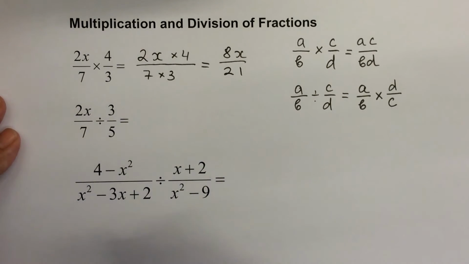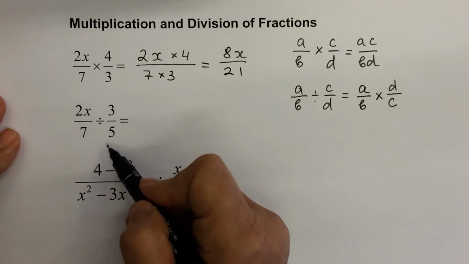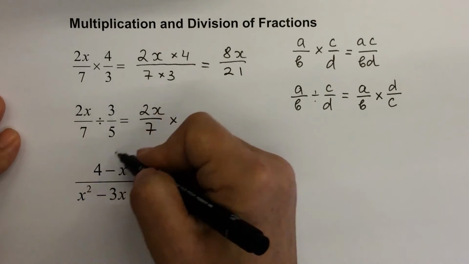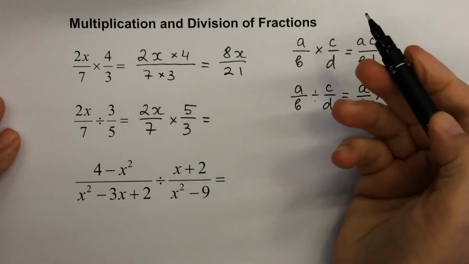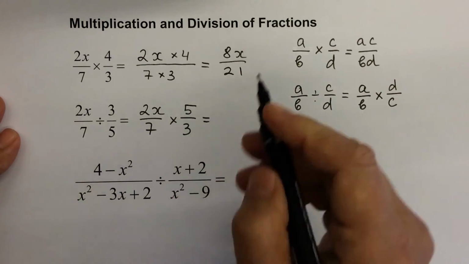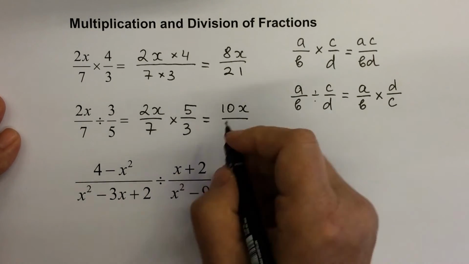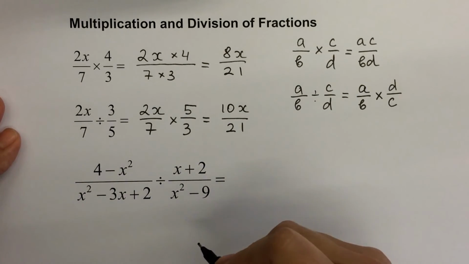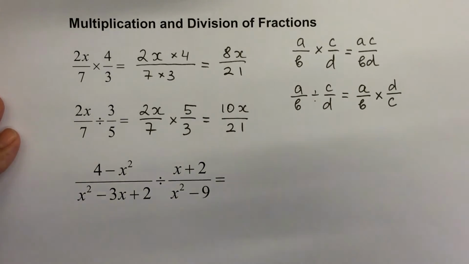So we apply this rule to the second example. So 2x over 7 divided by 3/5 is the same as 2x over 7 multiplied by the reciprocal of 3/5, which is 5/3. And then we can complete our example by multiplying numerators, that gives you 10x, over the product of denominators, which is 21. The last example is a bit tricky, so make sure that you do one step at a time and don't try to do too many things, you'll make mistakes. So one step at a time.